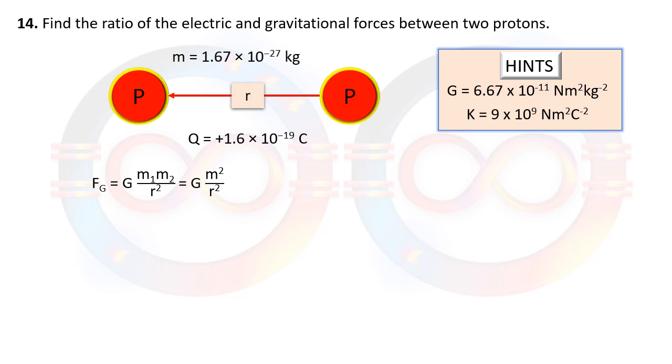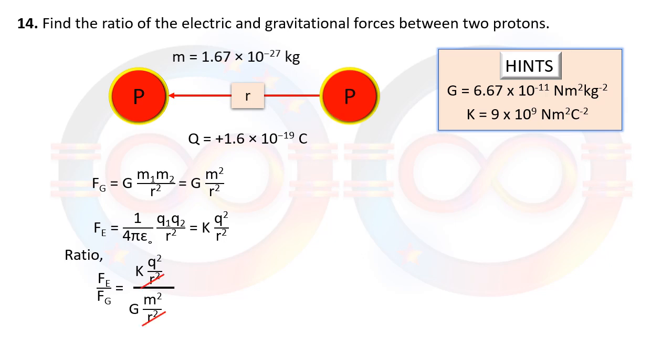So the gravitational force of attraction between them will be G m1 m2 upon r square, or because the masses are the same, it will be G m square upon r square. Then the electrostatic force will be k q square upon r square. If we take the ratio, r square will get cancelled and it will be k q square upon G m square.